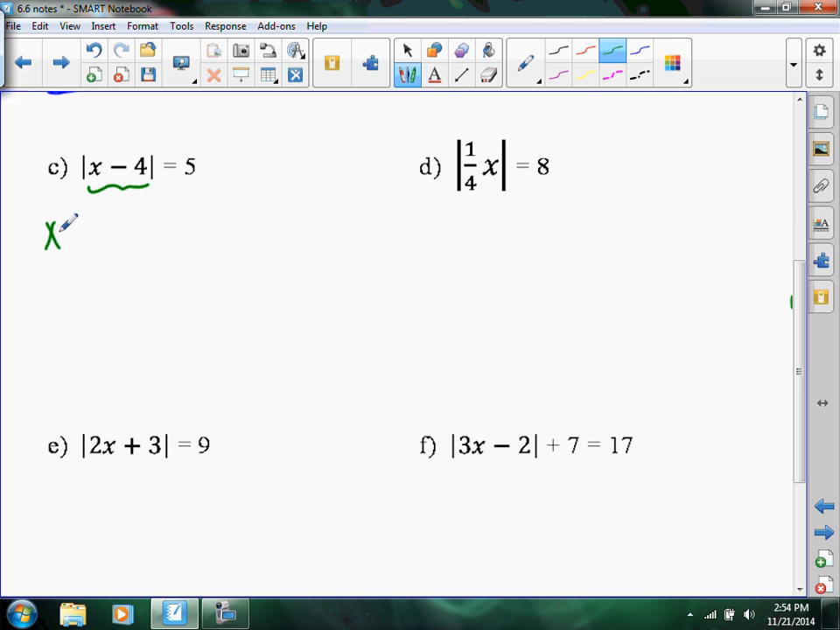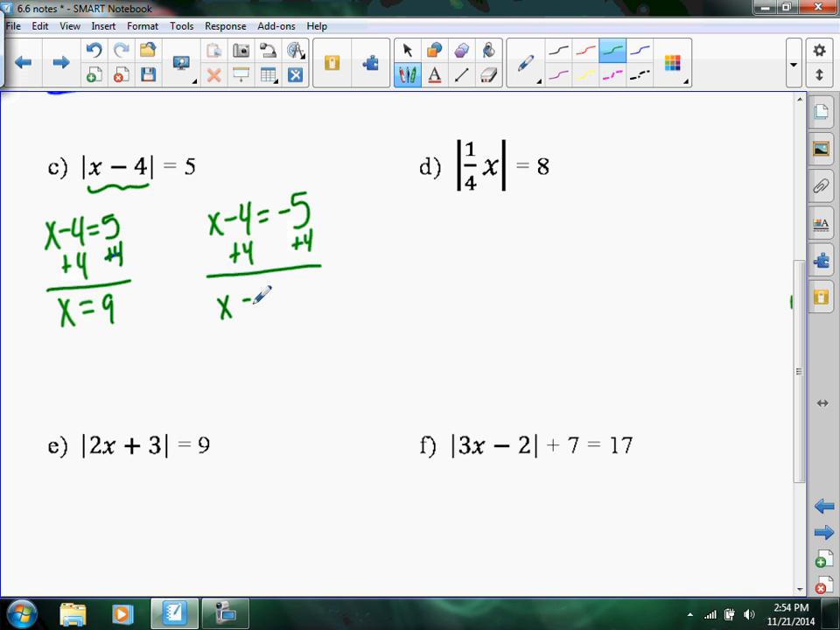So that's why I'm going to take the x minus 4 and I'm going to set it equal to 5. And then I'm going to take the x minus 4 and set it equal to -5. So it's basically like taking the stuff inside the absolute value and setting it equal to the answer and then the opposite of the answer. Then you're going to solve each of these. So I'll add the 4 over. So I get x equals 9. Add the 4 over. Now you're doing the same step, but you get a different answer. You get -1.